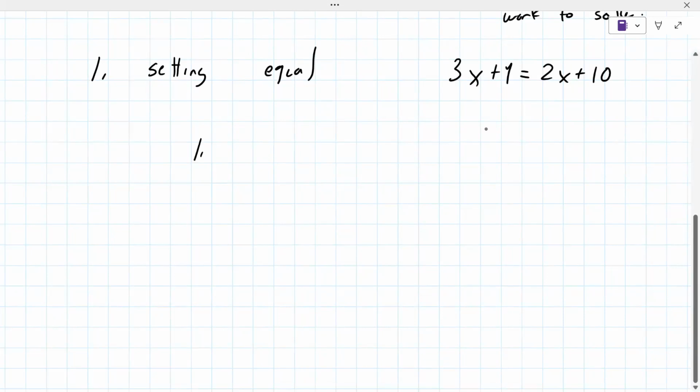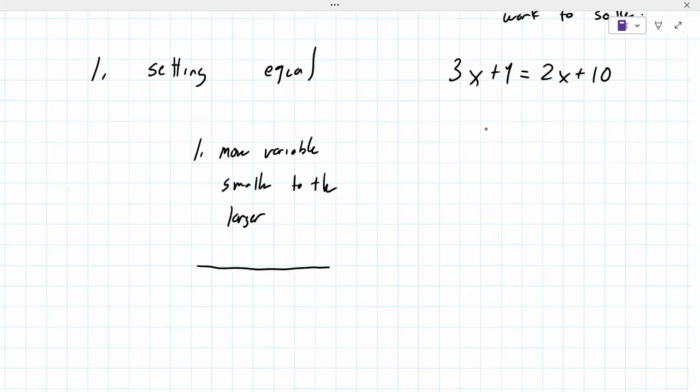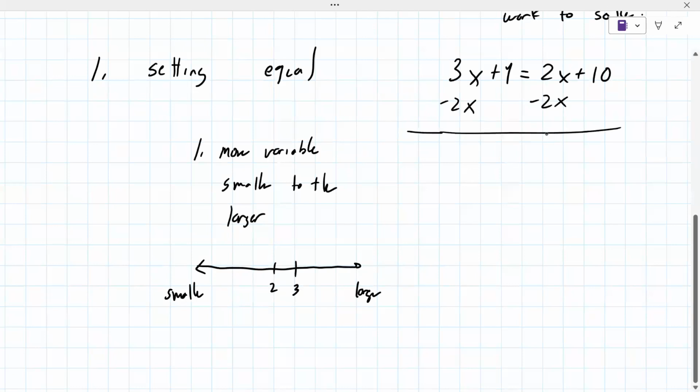The one that matters here is you have to move the variable smaller to the larger. And you're like, what does that even mean? It's not really written well, but smaller is over here on a number line, larger is over here on the right. So between 2 and 3, which is smaller, which is larger? Two is obviously smaller, three is larger. Sometimes you got to make the number line to make sure you're going to subtract 2x from both sides. That's what I mean by move the smaller to the larger. This becomes x plus 4 equals 10.